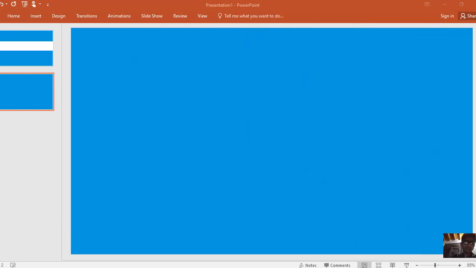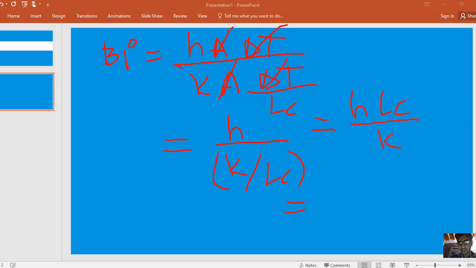So the Biot number can be written as Bi equals h A delta T divided by k A delta T over the characteristic length. This cancels with this, the temperature difference cancels with this, and we get the heat transfer coefficient and thermal conductivity divided by the characteristic length of the material. So we get h times the characteristic length divided by thermal conductivity. We can also write this relation as Lc, the characteristic length, divided by thermal conductivity, divided by 1 over the heat transfer coefficient, and this is the Biot number.